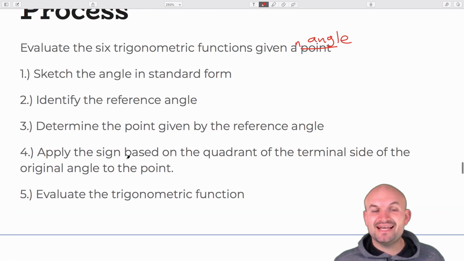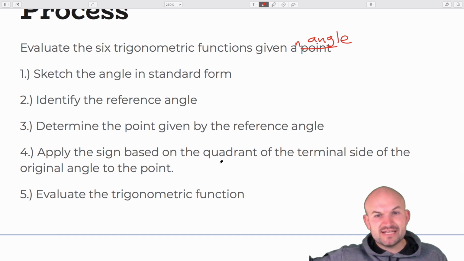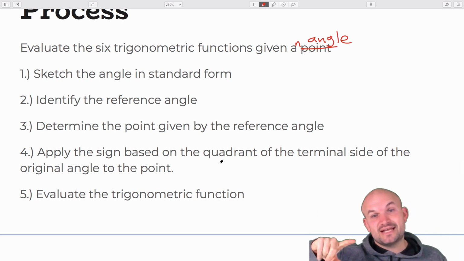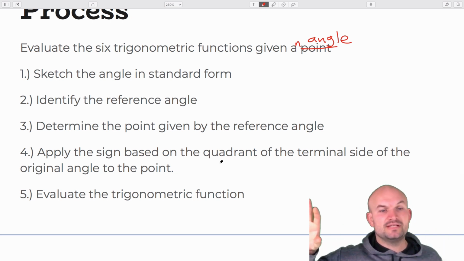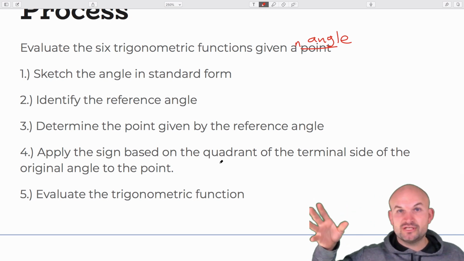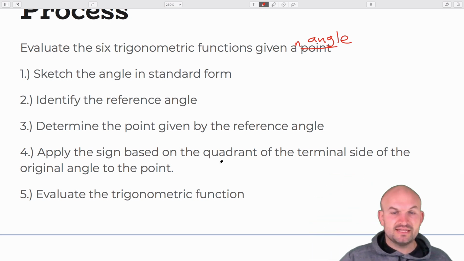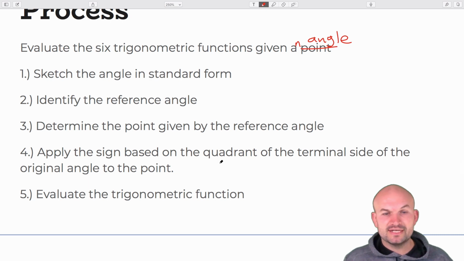Then we're going to apply the sign based on the quadrant of the terminal side of the original angle to the point. That's a lot of words for really just saying apply the sign based on the quadrant the angle lies in. Remember, reference angle points are always positive. If your angle is in the second quadrant, you're going to make the x negative. If your angle lies in the third quadrant, then your x and y coordinates are both negative. And if your angle is in the fourth quadrant, then the y coordinate is going to be negative.